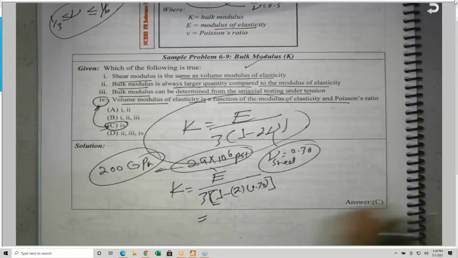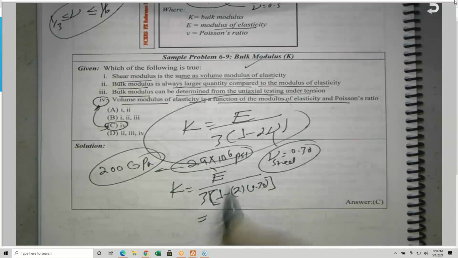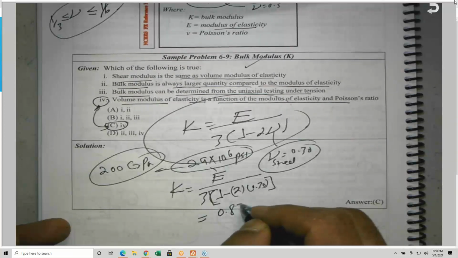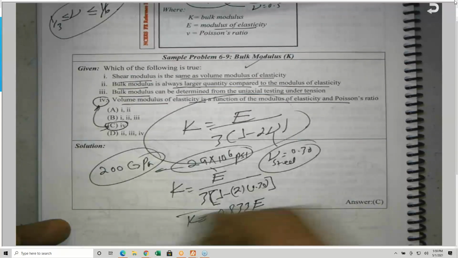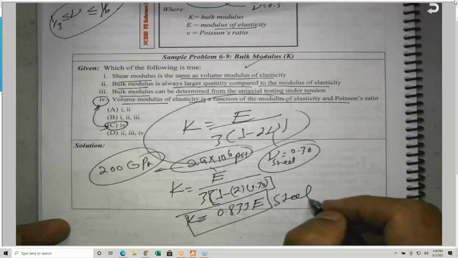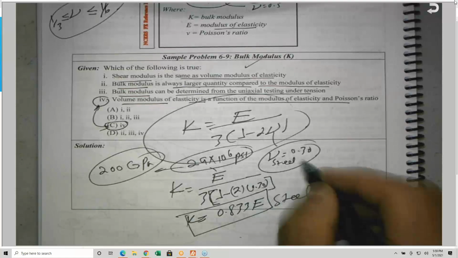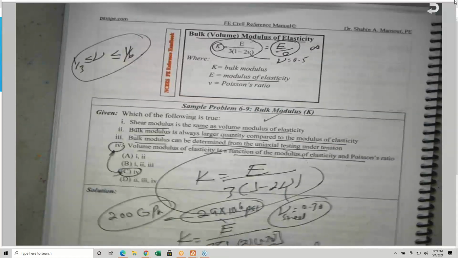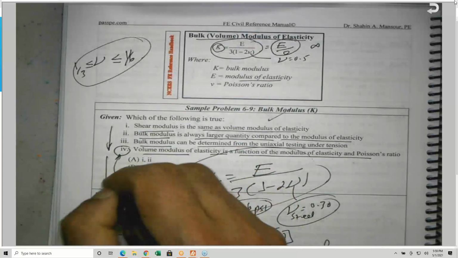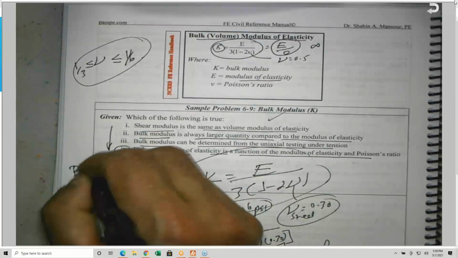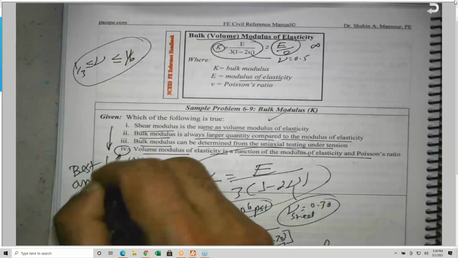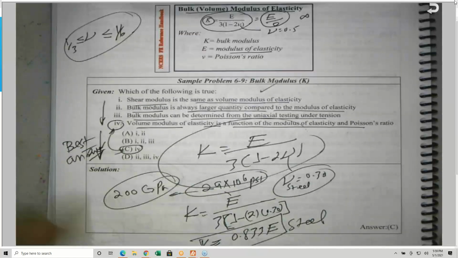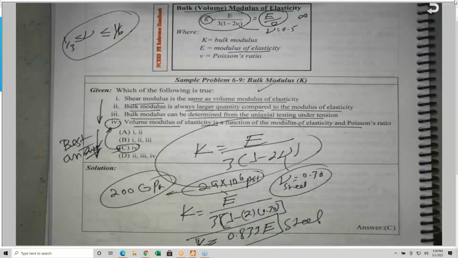Just to give you a taste of how large K is in comparison, it is 1 minus 0.6, so it is 0.4 here. So 3 times 0.4, and inverse, gives you about 0.833 E for steel. I'm using Poisson's ratio of 0.3 for steel. So read all the given information, read all the possible answers, and select. We are selecting the best answer, by the way. Sometimes answers are so close to each other that you get confused, but we need to get the best.